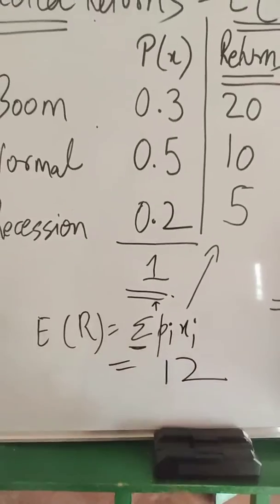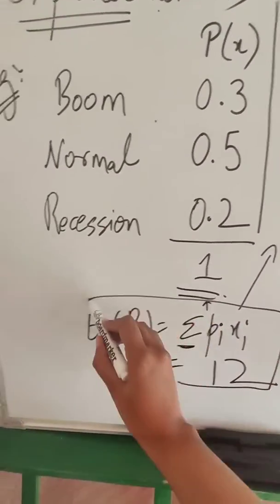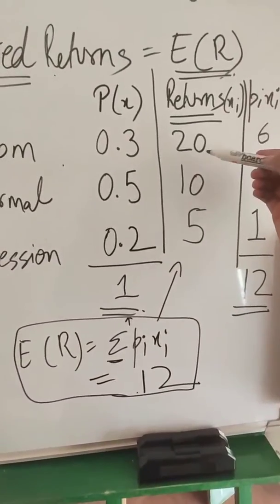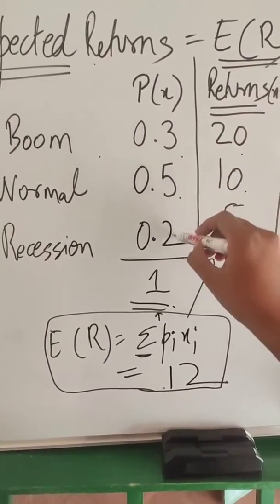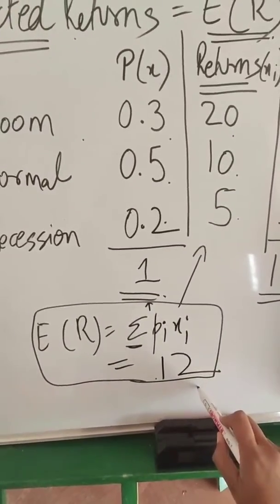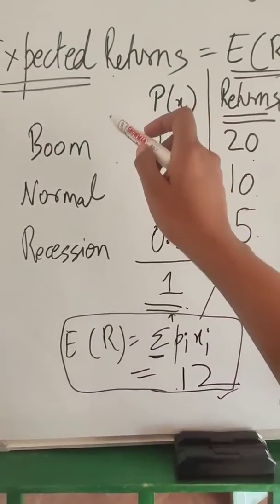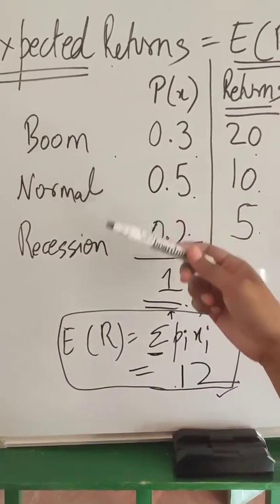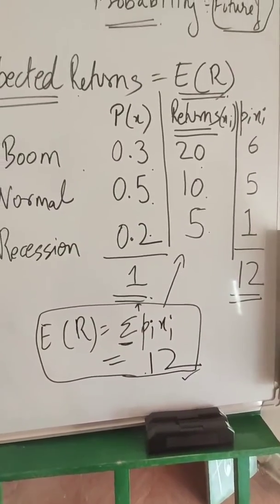12. So what do you mean by 12? This answer tells you, if you have a certain asset with an expectation of return of 20, 10 or 5 under different scenarios, you will have an expected return of 12 at the end. Expected return is a single figure that gives you the situation. If the situation changes and it is boom, or normal, or recession, then what would be your expected return out of that particular asset.